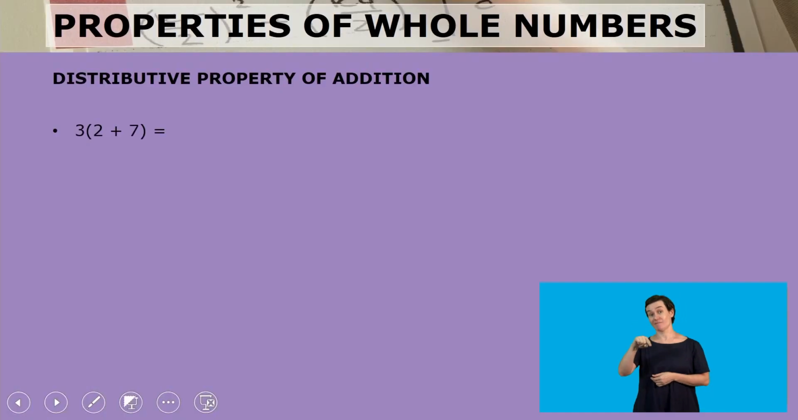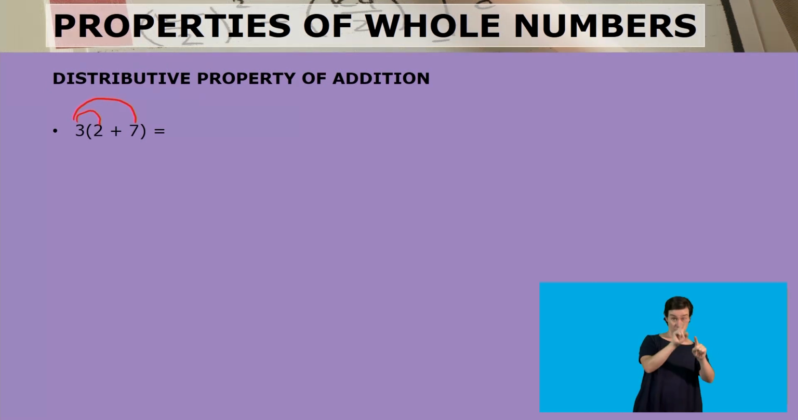So next we are going to look at the distributive property of addition. Now remember, distributive means that we are going to multiply the 3 with the 2 together, and we are going to also multiply the 3 with the 7 together, and we are adding in this case.